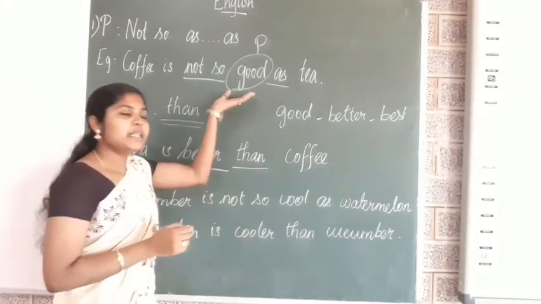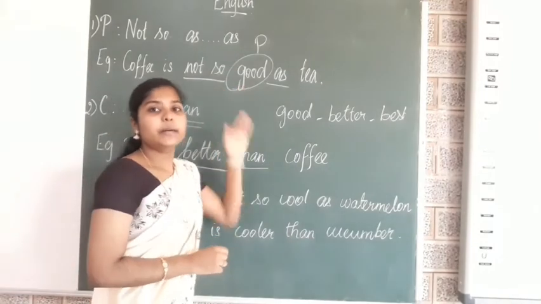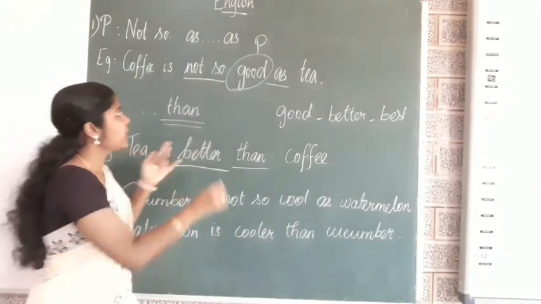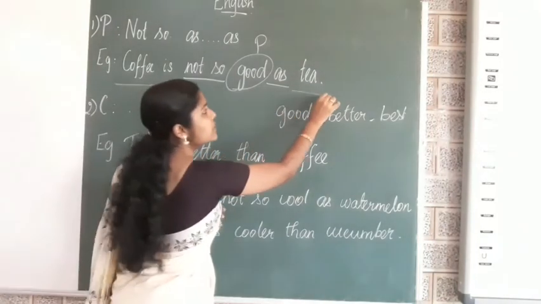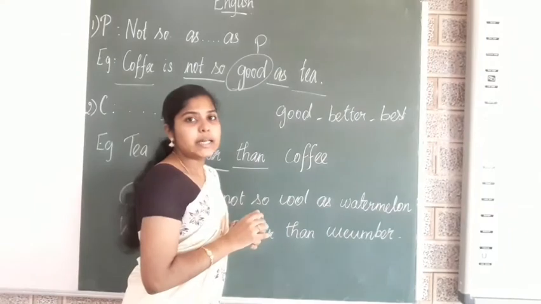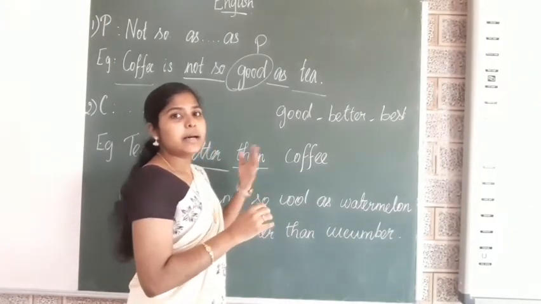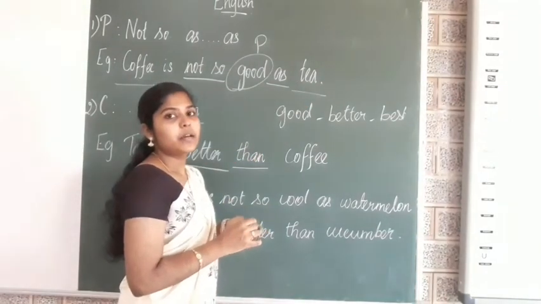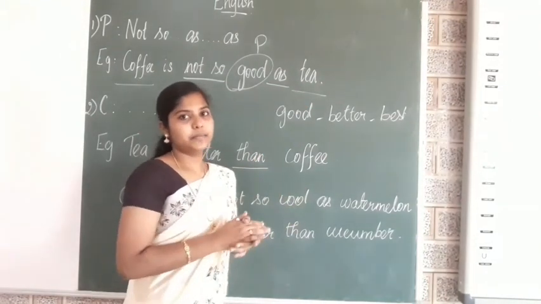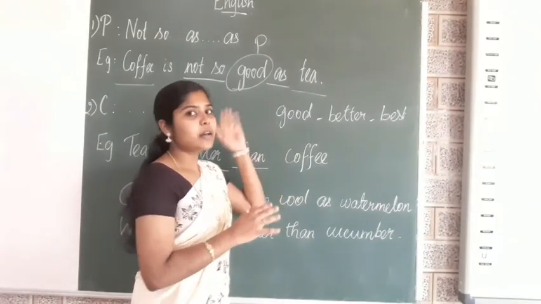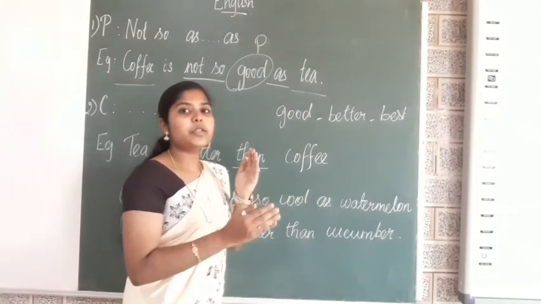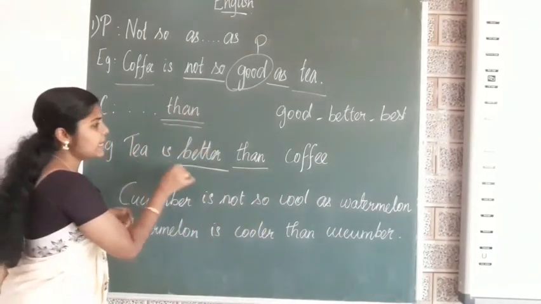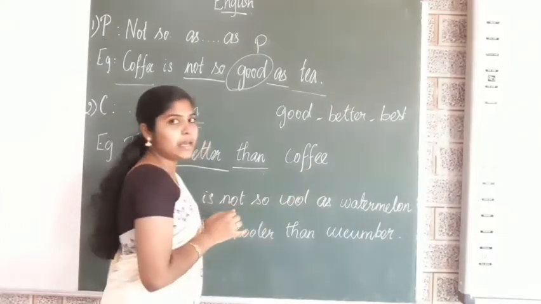Now we are going to change this particular sentence into comparative form. So we have to use the word than because we are comparing two nouns. Tea. Do you all like tea or coffee? Here somebody is saying coffee is not so good as tea. He likes coffee. So now we are going to compare coffee and tea. That is, tea is better than coffee.